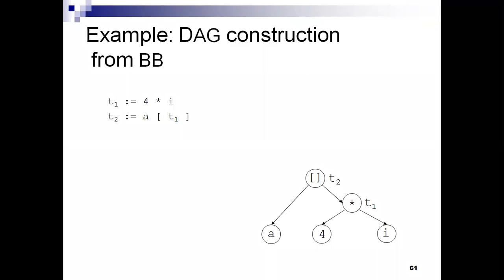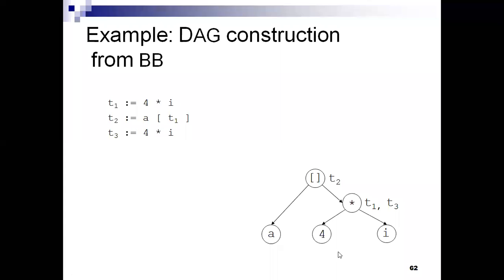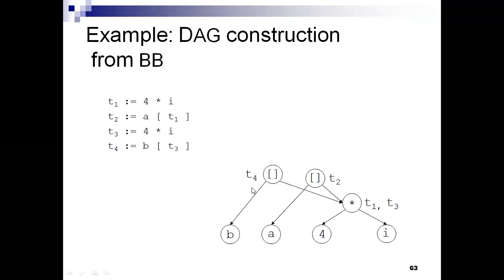See how I represent the DAG here: a of t1, right? t2 is equal to a of t1. What is t1? It is 4 into I. And t3 is again 4 into I. So I'm not representing t3 directly, I'm writing it here as comma t3. And next t4 is equal to b of t3. What is t4? b of t3, which is 4 into I, right? So see the representation here, this is t4.